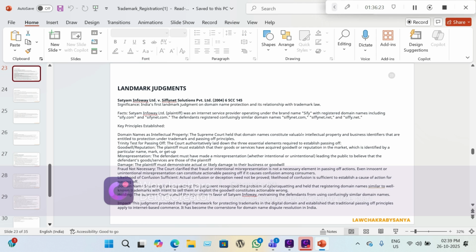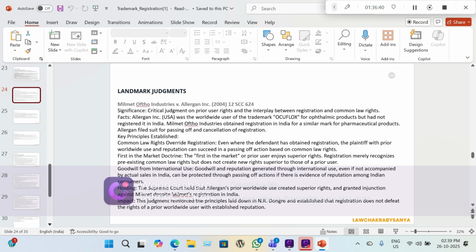It has become the cornerstone for domain name dispute resolution in India. So that is why this judgment is very important. You can note down the names of these judgments, and of course you can go through them in detail later on. Then the next landmark judgment is on the next slide, which is Milmet Opto Industries versus Allergen.